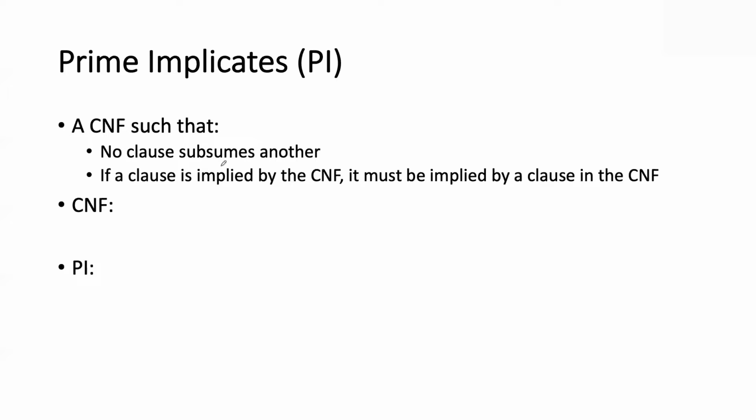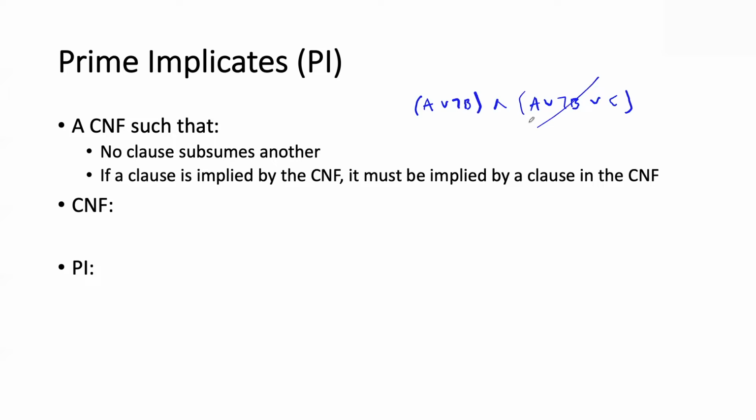The first property says, in the CNF, I don't want any clause to subsume another, which means I don't want redundant clauses. What this means is you cannot have A or not B, and then also have A or not B or C. The reason is this is redundant. Given that this one says either this or that, and this one says either this or this or that, this is implied by this. In this case, this is called subsumed, and I don't want it to be there. That's what's going on with the first property.